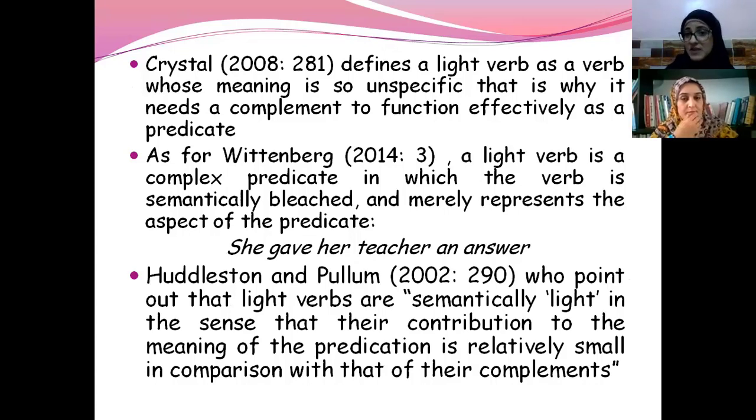As for Wittenberg, a light verb is a complex predicate in which the verb is semantically bleached and merely represents the aspect of the predicate. For example, when we say she gave her teacher an answer, here we are not transferring possession to the object teacher. On the contrary, here the eventive nominal answer is part of the predicate, giving or assigning semantic roles to the subject, just like the non-light verb give.